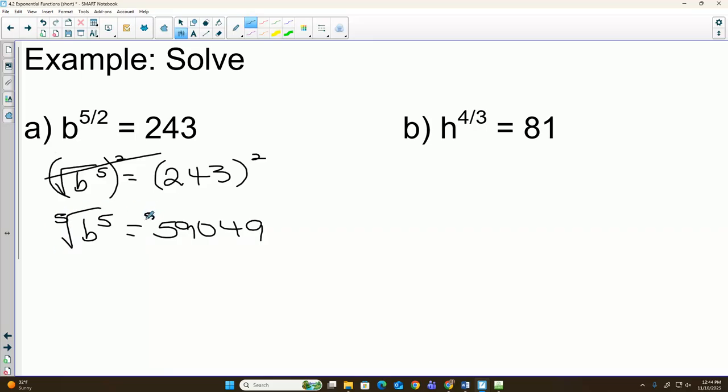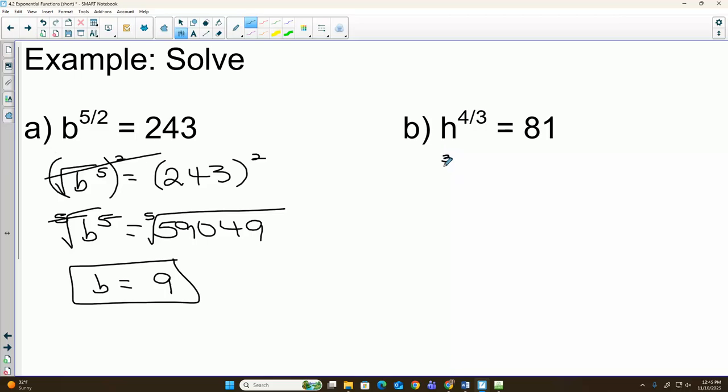Do you need plus or minus? No, only if it's an even root. So then we get b equals, the 5th root of 59,049 is 9. Okay. B, how would I write this one? Okay, you can decide. Do you want to get rid of the 4th power or the cube root first? So to get rid of the cube root, we cube each side.